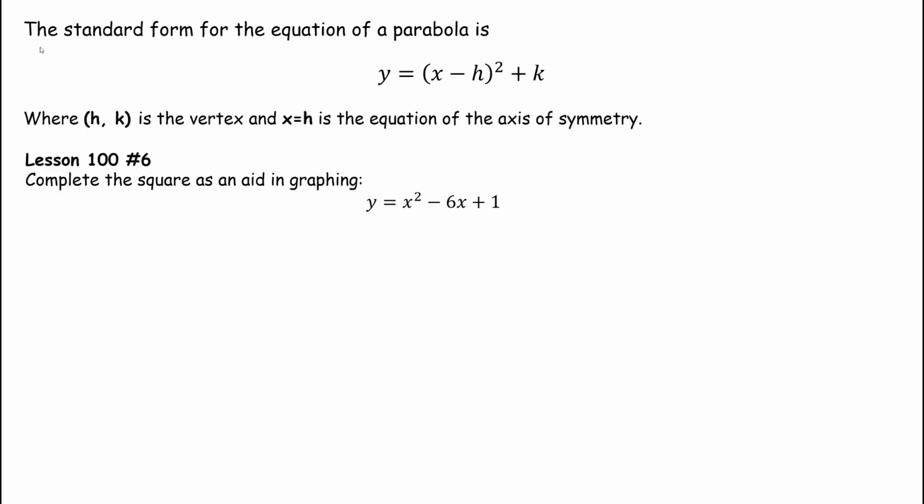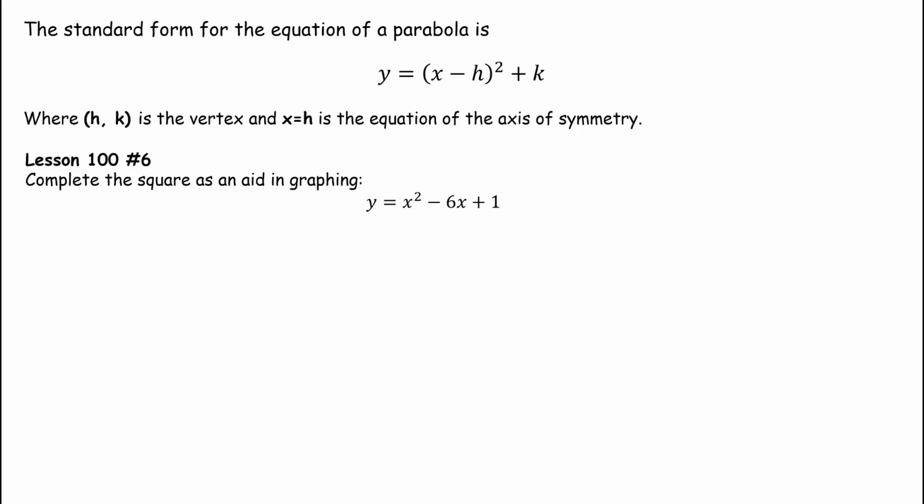Okay, so in order to graph a parabola, the first thing you have to know is the standard form for the equation of a parabola, and that is y equals (x minus h) quantity squared plus k, where (h, k) is going to be the vertex of the parabola, and the equation x equals h is the equation of the axis of symmetry for the parabola.